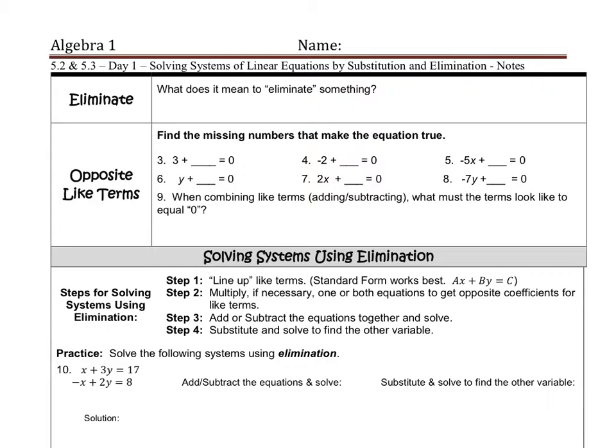Okay, so welcome back to part 2 of the video. And in part 1, we learned about solving systems of equations using substitution. In part 2, we're going to learn about solving systems of equations using elimination.